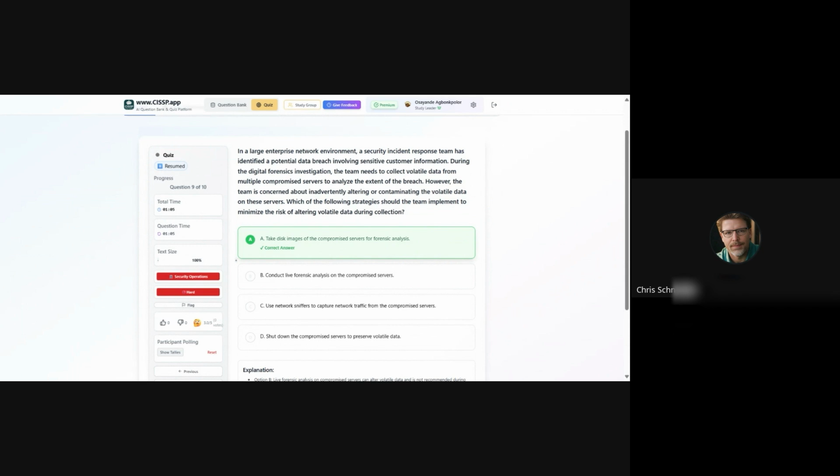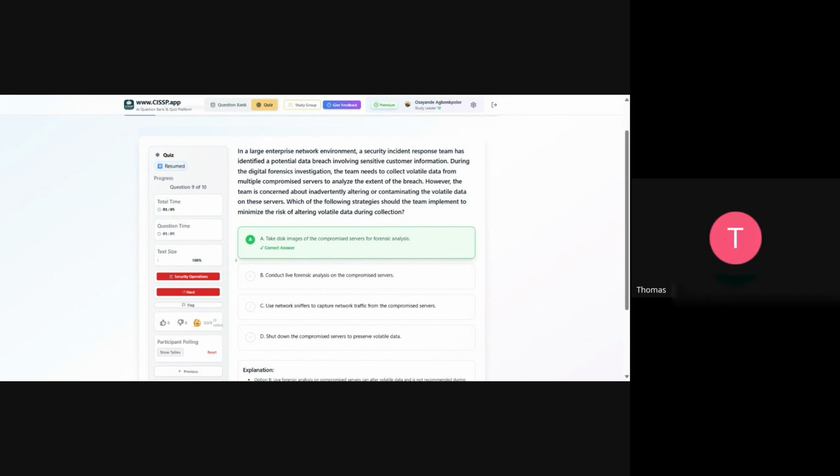But it also says the team needs to collect volatile data from the multiple compromised systems. And I think your volatile data would be the stuff in RAM. And if you're doing just a disk image and it's not a virtual machine, you're not getting that volatile data. As a matter of fact, A will only capture non-volatile data. Yeah, that's what it will capture. So I don't know why that should be the answer.